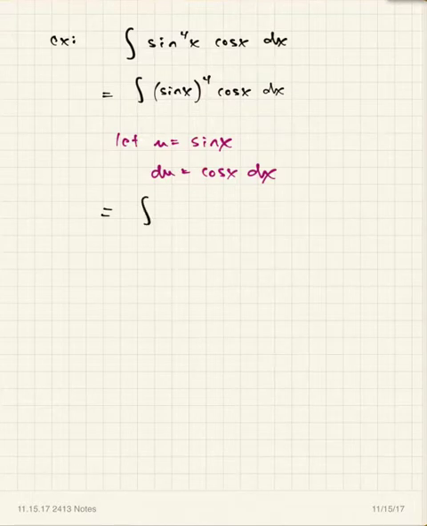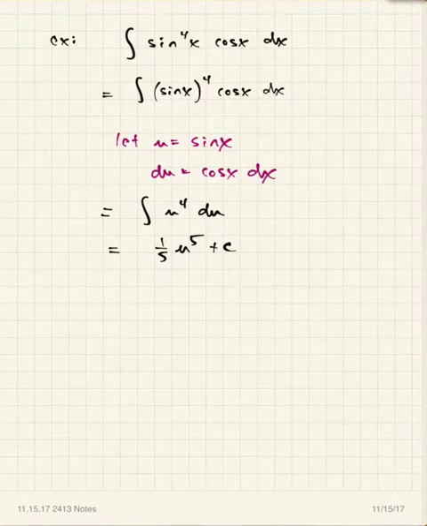You have u, the sine x to the fourth power would be u to the fourth power, and then cosine x dx would be du. So you have u to the fourth du, and boom, that's a simple power rule problem. All right, so that works out really, really well. The antiderivative here would be u to the fifth, and we have a 1/5 in front, so that'd be plus c.